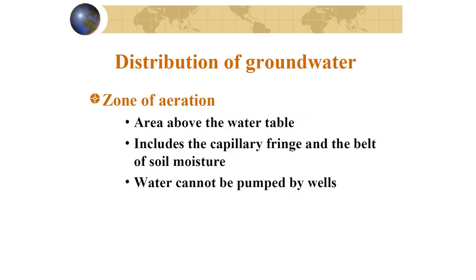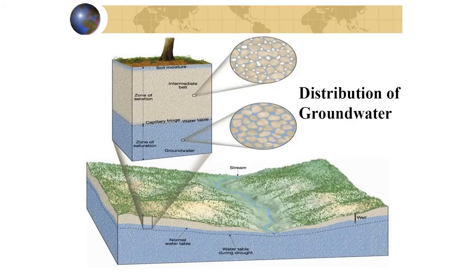And the zone of aeration, as we know, is the area above the water table. It includes the capillary fringe and the belt of soil moisture. Water cannot be pumped by wells from it, because there is not enough water in the zone of aeration. Definitely water cannot be pumped by wells.